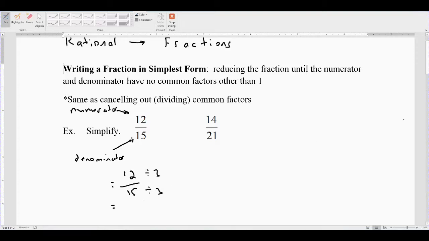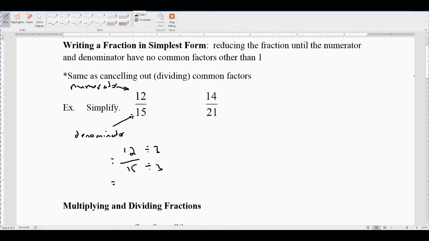And what is 12 divided by 3? It's 4. What's 15 divided by 3? 5. So 12 over 15 reduces down to 4 over 5. And that's all I'm doing.